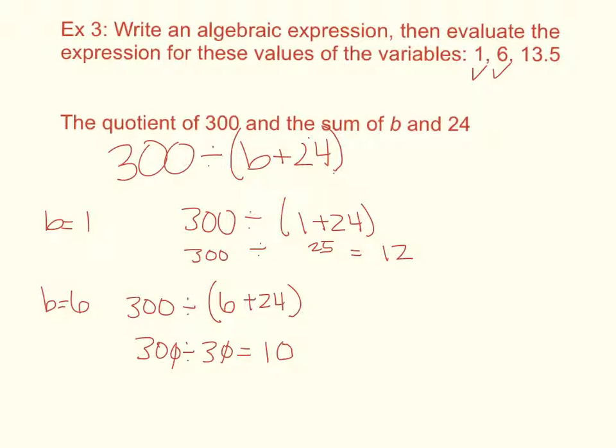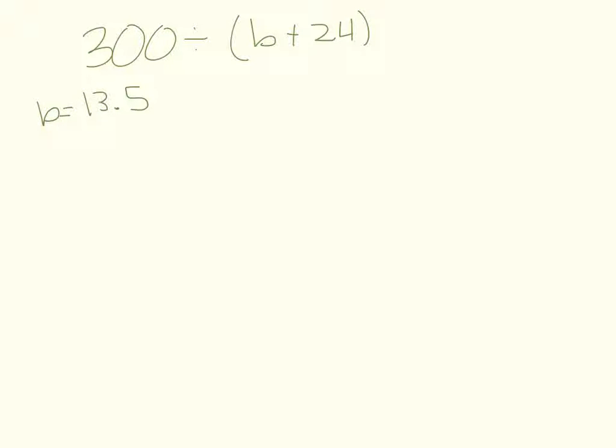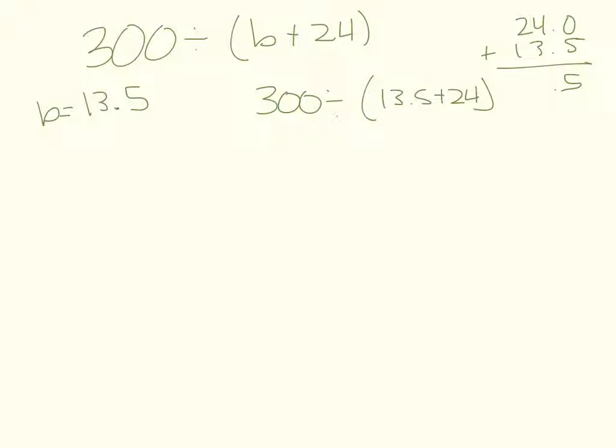Okay, the last one we have is 13.5. Now because I've run out of room, I'm going to just make a new slide here. Okay, so let me rewrite the formula. 300 divided by b plus 24. In this example, b equals 13.5 or 13 and a half. So let's go ahead and plug that in. 300 divided by 13.5 plus 24. Do that math on the side. 24.0 plus 13.5. Make sure I line up my decimals when I'm adding.